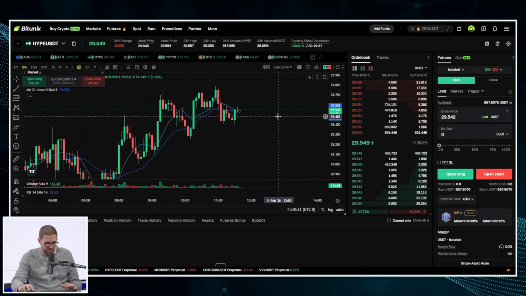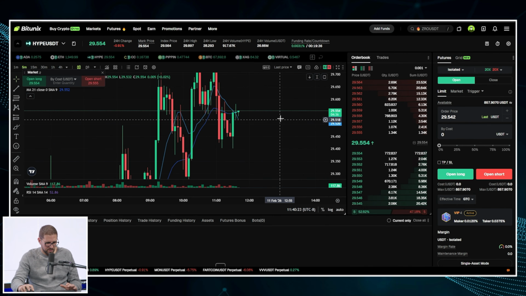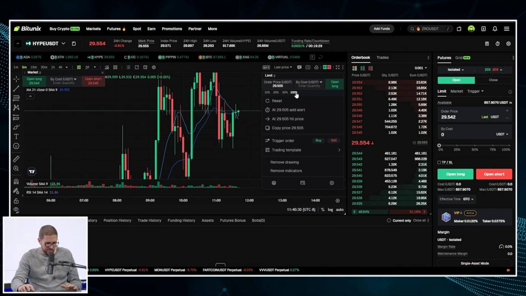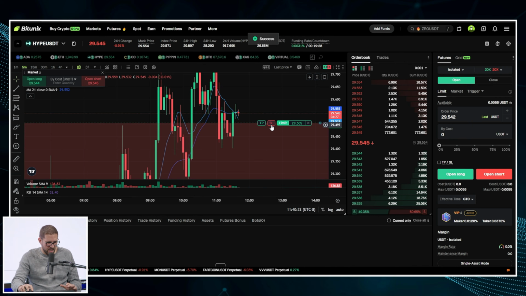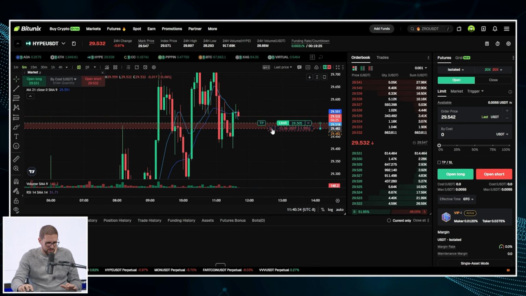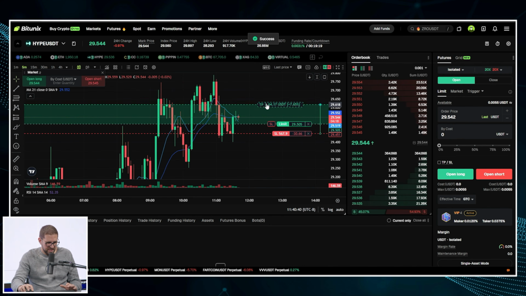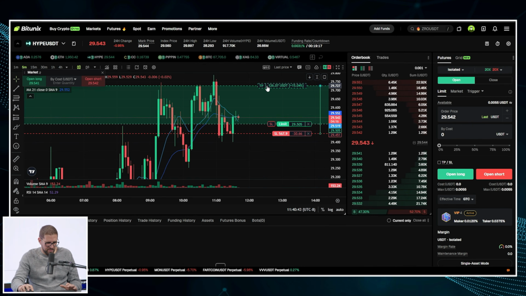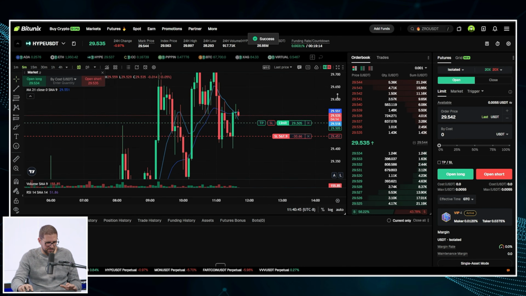$29,504. Let's see what that looks like. All right, so I'm going long Hyperliquid at 29,504. Stop loss is going to be 29,451. TP is going to be 29,727.